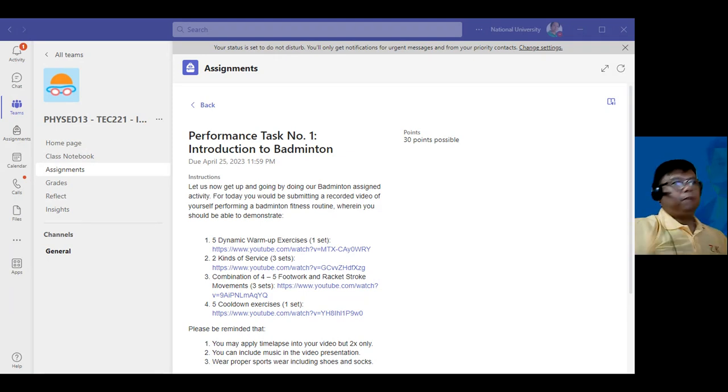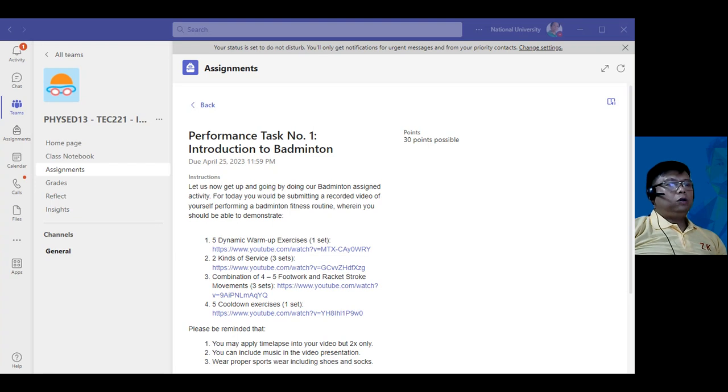Okay, so welcome back, my dear students, and I hope that you have had a good break. I am now going to be assigning your first performance task, which is due on April 25. Technically next week is going to be an asynchronous session, but I am going to be opening our session next week for attendance purposes and for updates on the task that I have assigned to you.